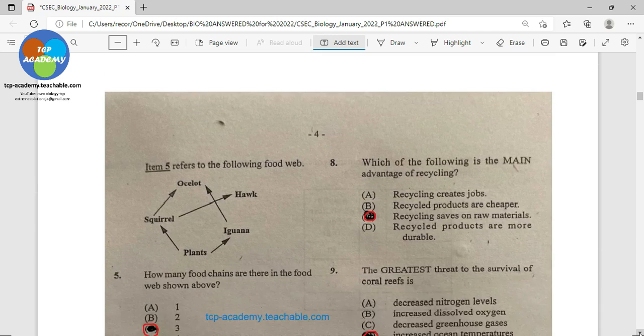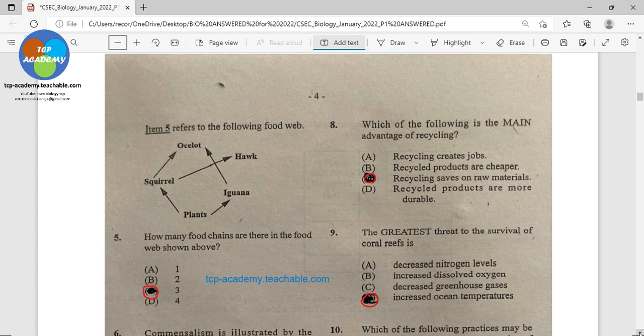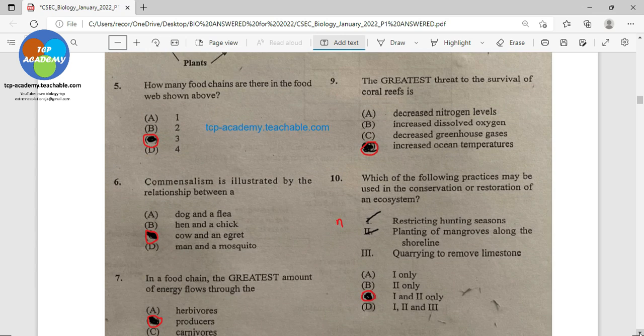So we move on to a repeated question number 5. Our answer there is C. We're not going to be explaining. Number 6. The answer there is the egret.